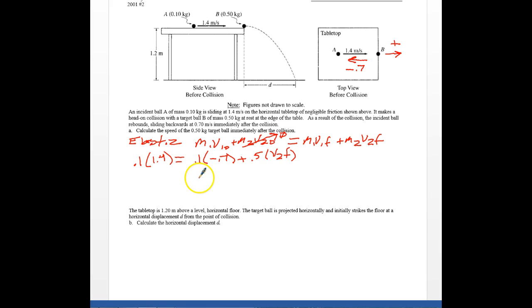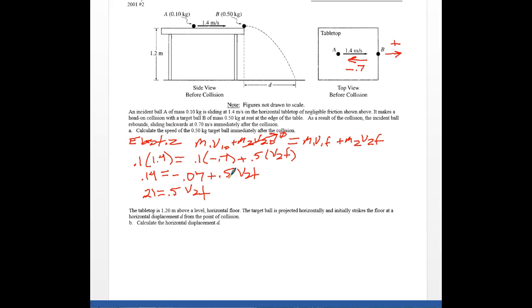Now that we've plugged everything in, we can go ahead and do our math. So this one ends up being 0.14 is equal to, and then we've got our next one here, which is negative 0.07 plus 0.5 times our final velocity. I'm going to add this to both sides. I'm going to add 0.07, so I get 0.21 is equal to 0.5 times V2F.